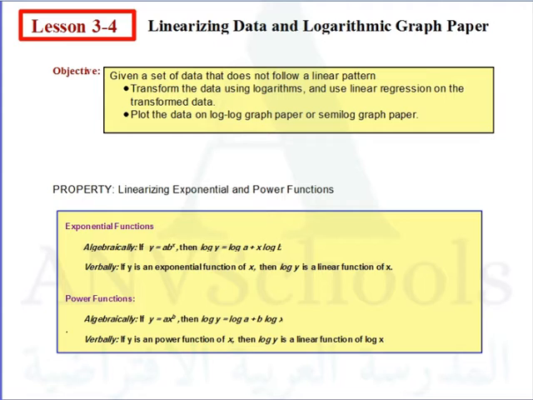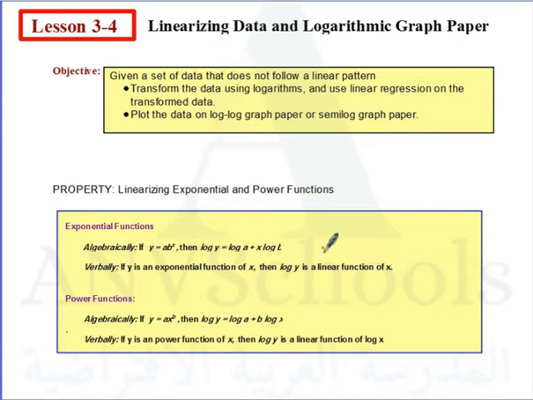So let's start with properties. We have linearizing exponential and power functions. For exponential functions, and I think we discussed this in lesson 2 about logarithmic functions, if y is equal to ab^x, then log y equals log a plus x log b. In other words, we create transformed data using logarithms.